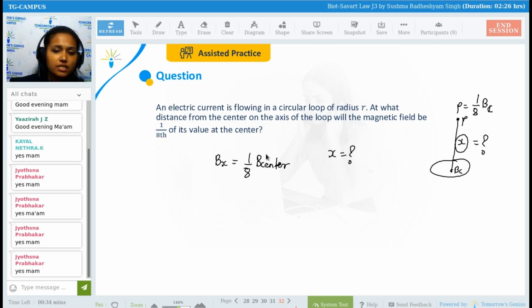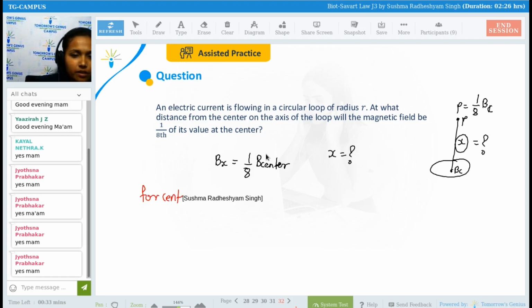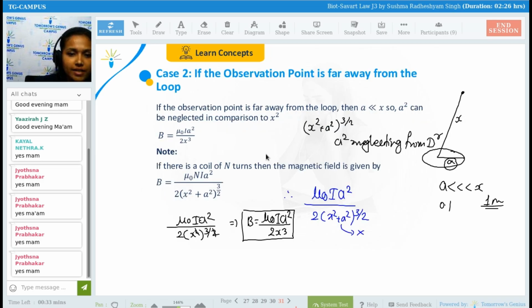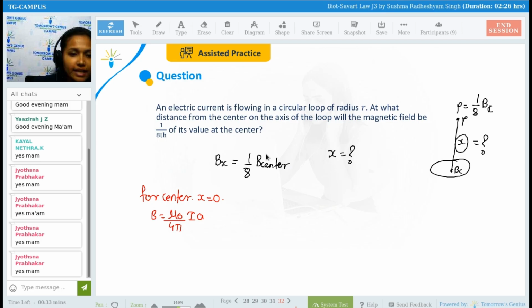So now the question is the magnetic field at the center. So tell me, what is the procedure? How do we find it first of all? Okay. So we first apply the magnetic field at the center. What is the formula? See, for the center, that means your x will be 0. B is equal to mu naught over 4 pi, I A, mu naught I A over x square plus a square.